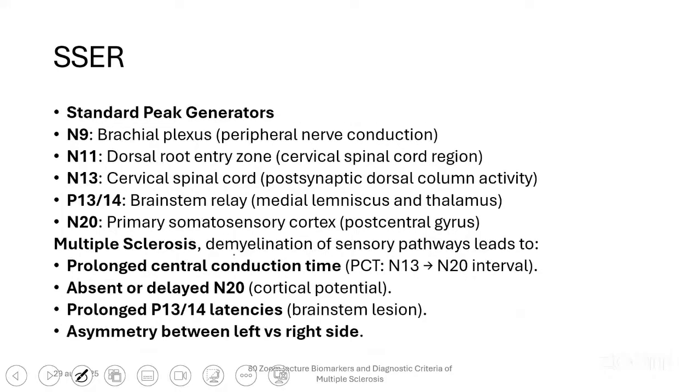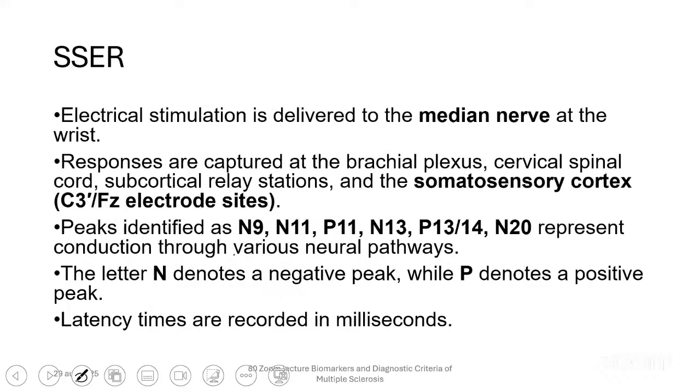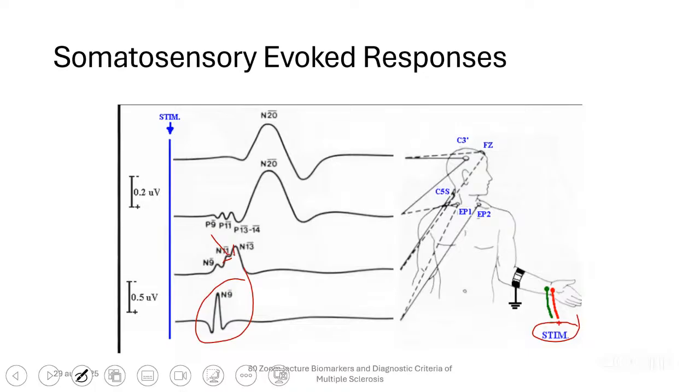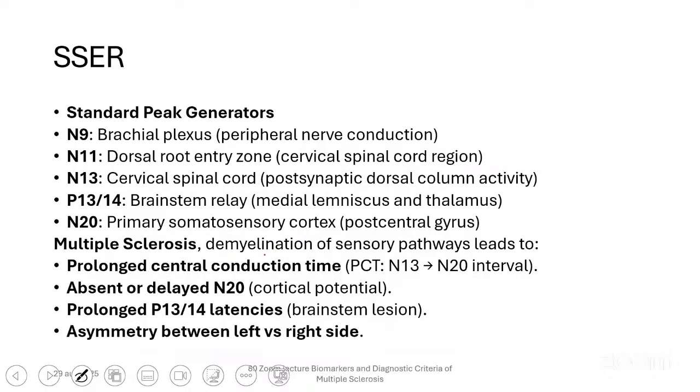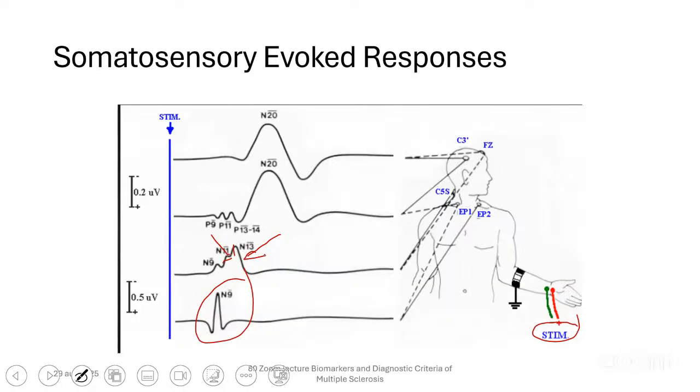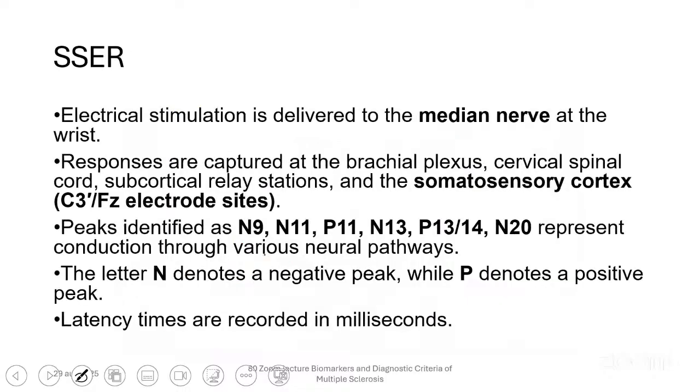N13 is cervical spinal cord, and P13 and 14 are brainstem relays. So let us look at the N13, which is cervical spinal cord. And these are brainstem pathways, P13 and 14. And N20 is the primary somatosensory cortex, that is the postcentral gyrus. So P13 and 14 are basically medial lemniscus and thalamus. So N20 is the postcentral gyrus and the sensory cortex.